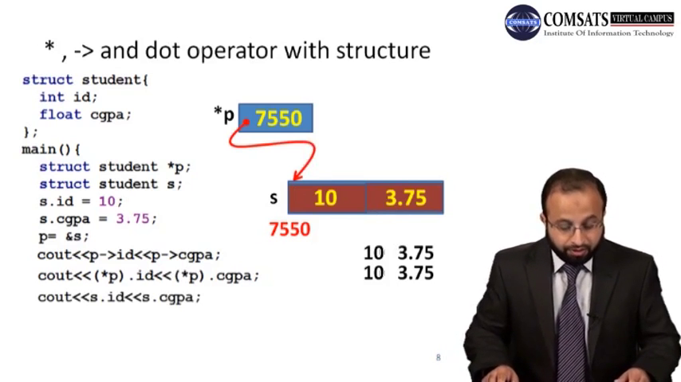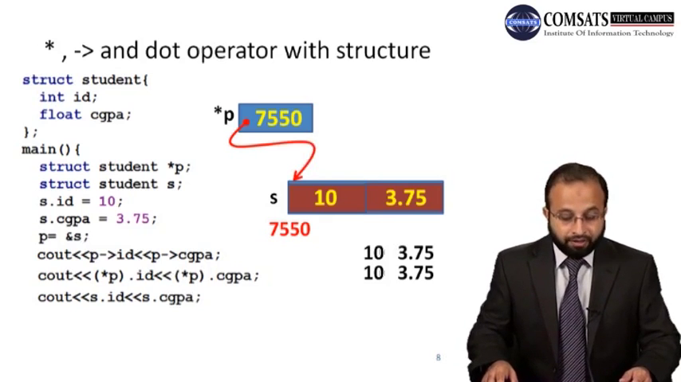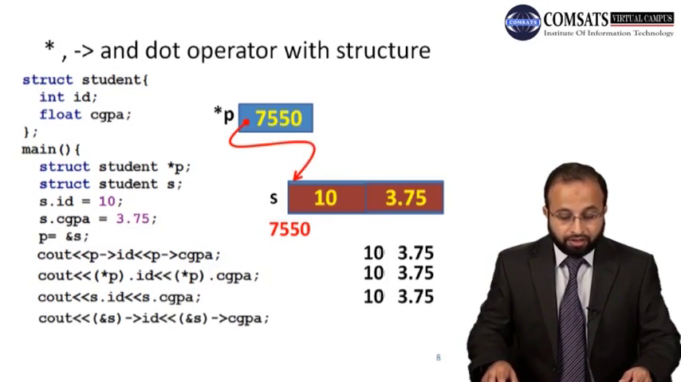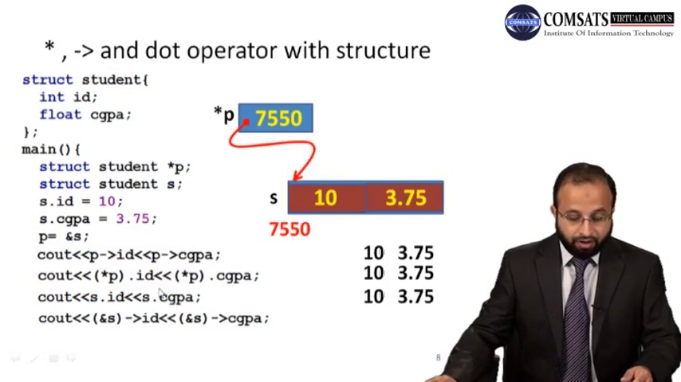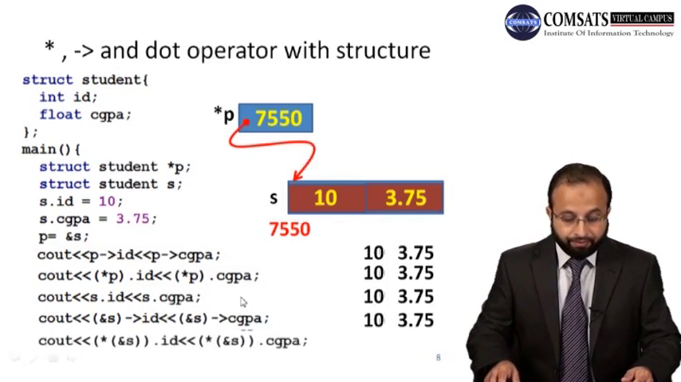This is the third cout statement. This is very simple. You can access the value of that structure using the variable name, that is s.id and s.cgpa. The output is the same. You can also access the value like this, &s. Now &s is the same as p, right? So it is the address of the structure. So (&s)->id is the same as p->id. So the output is 10 and 3.75.